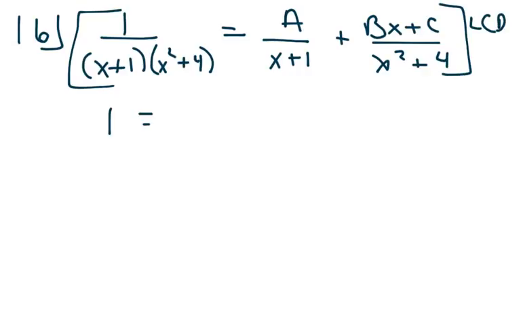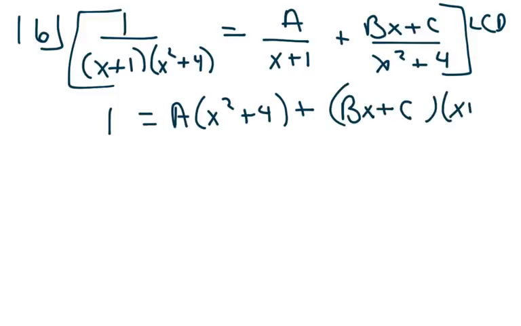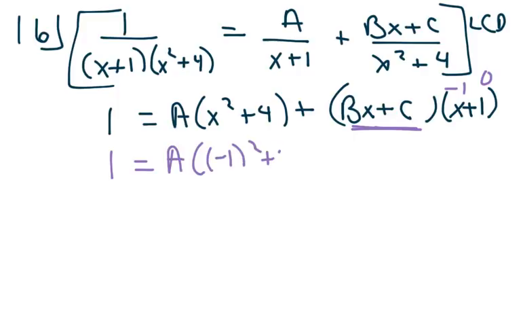And you're going to get 1 equals A times x squared plus 4 plus Bx plus C times x plus 1. Now clearly what I'm going to do is let x be negative 1. What happens here? This is going to be 0, and whatever this is, it's going to 0 it out. So I let x be negative 1, and I get 1 equals A times negative 1 squared plus 4. So we get 5A equals 1, so A is 1/5.